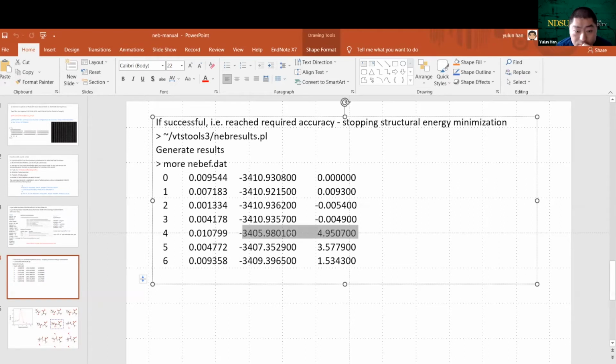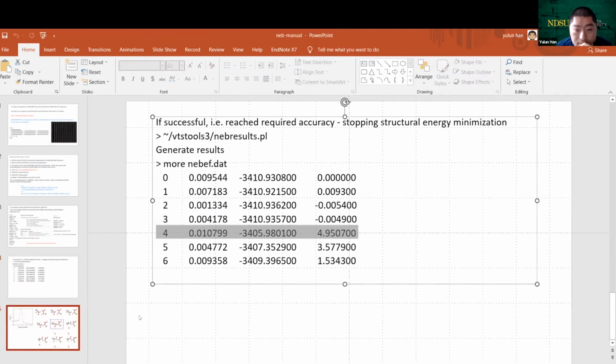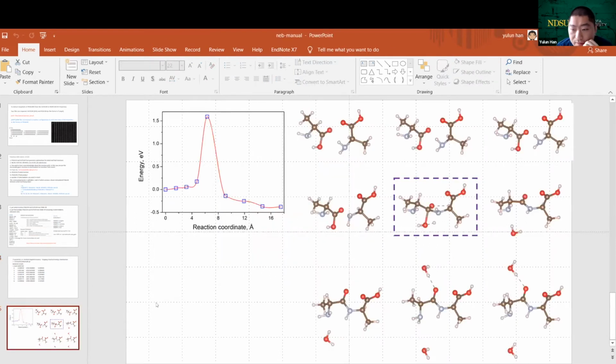So as we can see, we have a transition state here, about 5 electron volts. So here is another example. Basically, this is a transition state search for peptide bond formation. We insert 7 intermediates, and the middle one, this one, is just the transition state. So that's it.